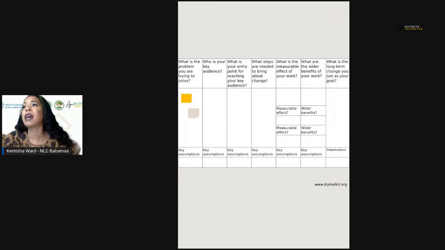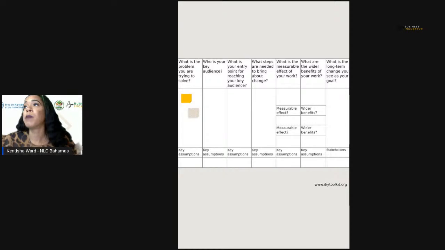Also, what steps are needed to bring about change? Now, one thing I can tell you about the Bahamas, we know what needs to change. Now, we may not be able to define how to change it, but we know what needs to change. So think about what steps we as businesses need to take to bring about change, maybe in the business that we do, the industry that we do, or maybe even the communities, while still making profit.